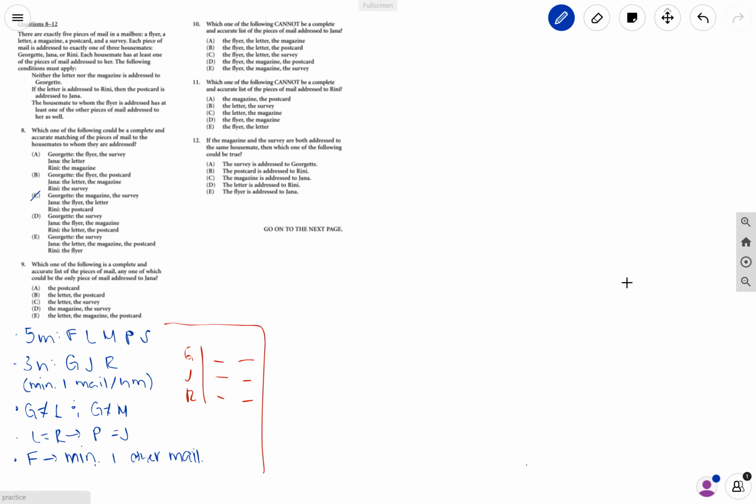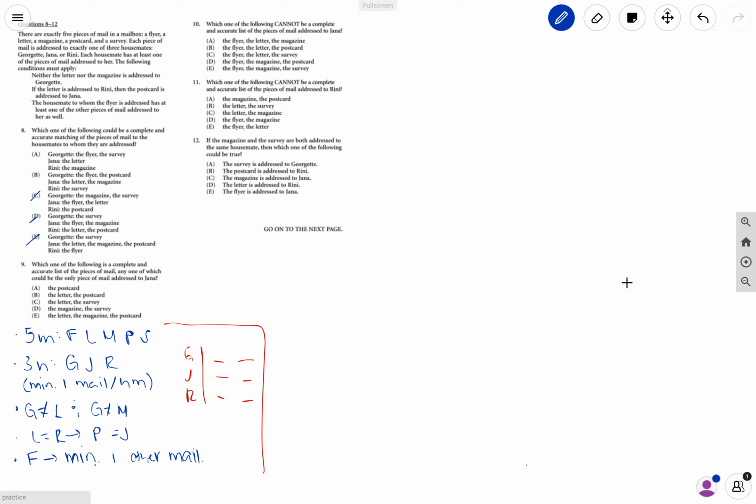So I'm going to skip over A for now because I don't have that sufficient condition. I'm going to skip over B. I need to take a look at D because L is addressed to R, but the postcard is also addressed to R, so I know that can't be right. And then it looks like E is fine. And then I look at the last rule. If someone has F, then they have a minimum of one other mail. So A looks fine, B looks fine, and E is not fine because R has F but no other mail.